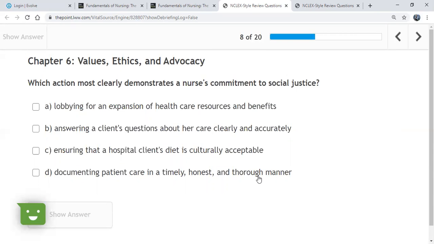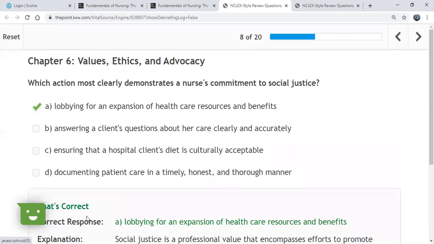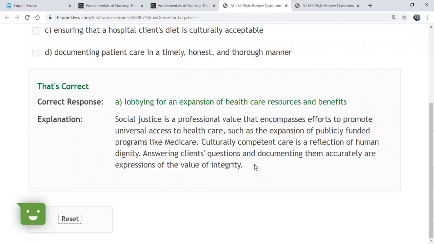Which action most clearly demonstrates the nurse's commitment to social justice? A. Okay, social justice is a professional value that encompasses the efforts to promote universal access to healthcare. All right. So we're trying to make sure everybody gets an equal piece of the pie. Everybody gets the same access to the same physicians, to the same level of healthcare.